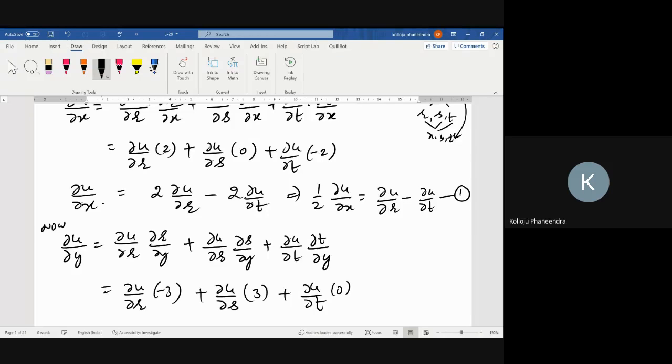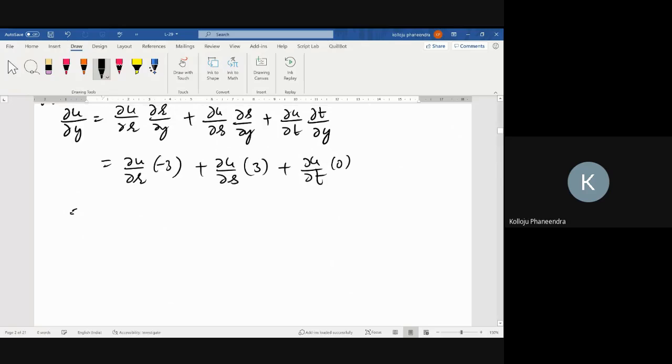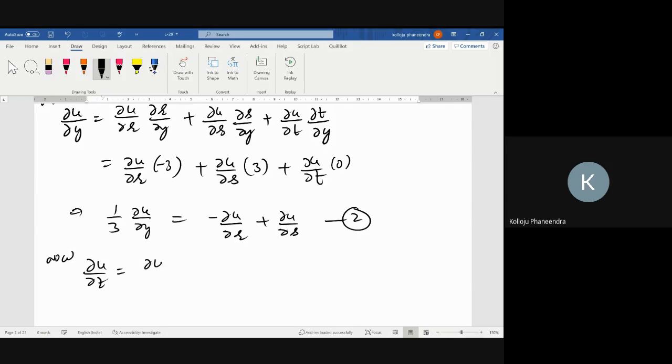So finally, what I'm getting is 1/3 ∂u/∂y equal to minus ∂u/∂r plus ∂u/∂s. This is equation 2. Now, ∂u/∂z: ∂u/∂r into ∂r/∂z, ∂u/∂s into ∂s/∂z, ∂u/∂t into ∂t/∂z.